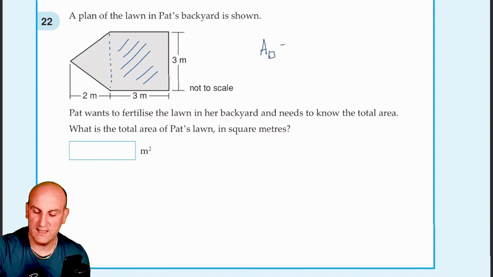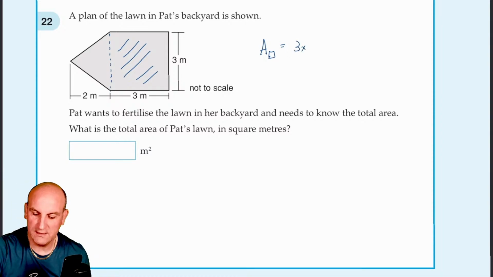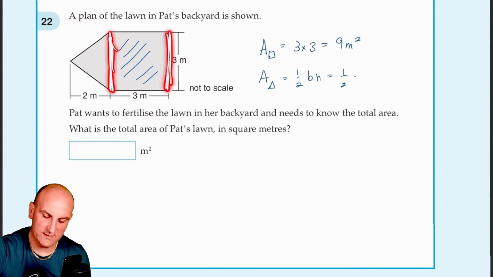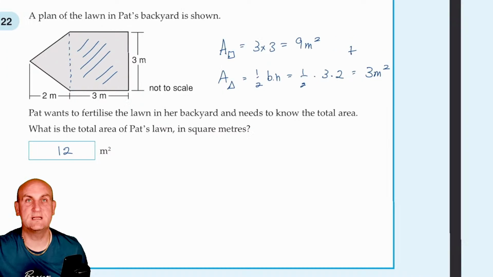So the area of my square is going to be base times height. That's going to be 3 times 3, which is 9 square meters. The area of my triangle is a half base times height. Now the base is this bit here, so that's 3 meters, and the height is this bit here, which happens to be 2 meters. So 3 times 2 is 6. Half of that is 3 meters squared, and then we need to add those two together: 9, 10, 11, 12, to give me 12 meters squared.